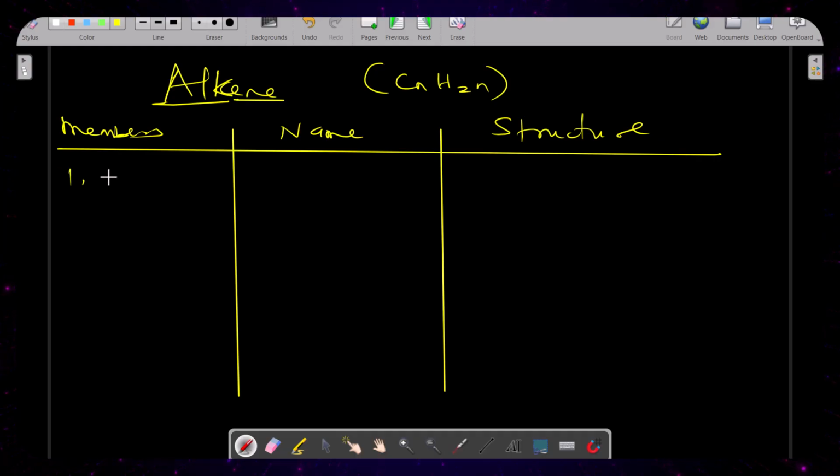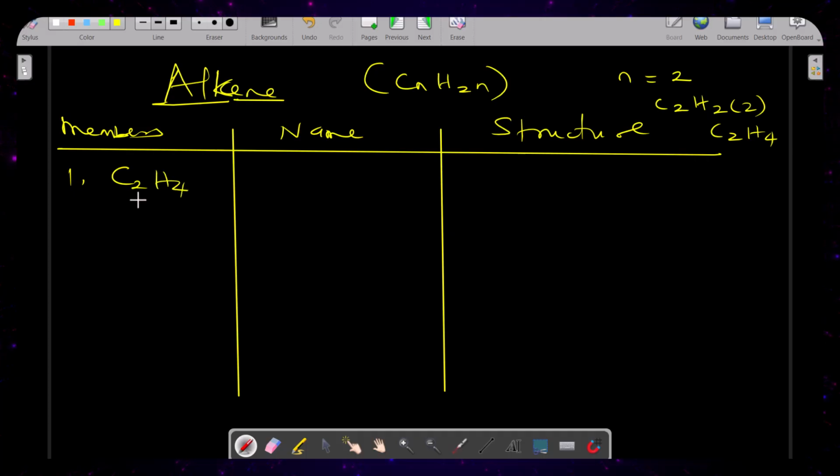The first member of alkene is what you call ethene. If you calculate it now, the n for this one will not start from 1, it will start from 2. So which is going to be what now? C2H2 bracket 2. So which is what? C2H4. So the first member of this one is going to be C2H4. This is the formula that we have, and the name of this one is going to be what now? Ethene.